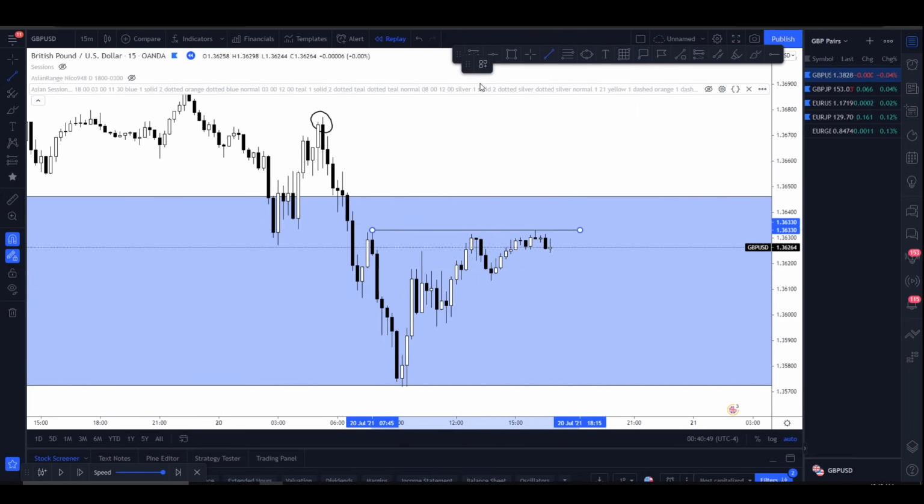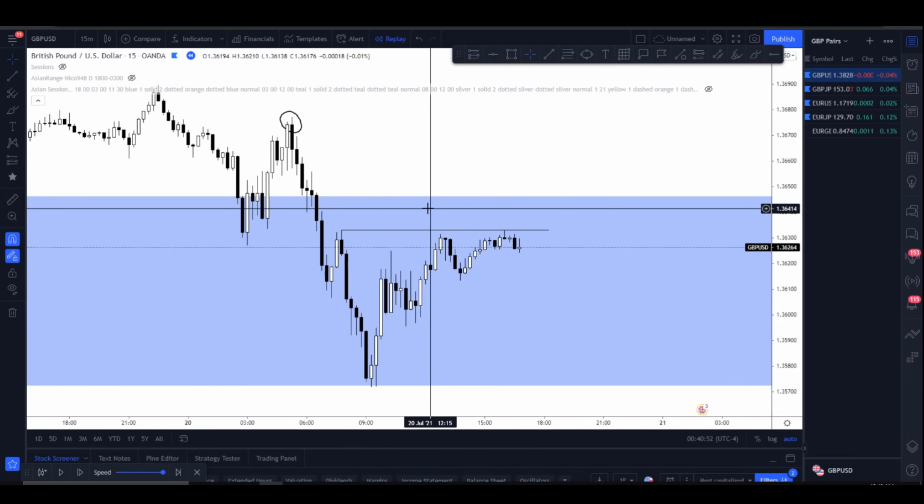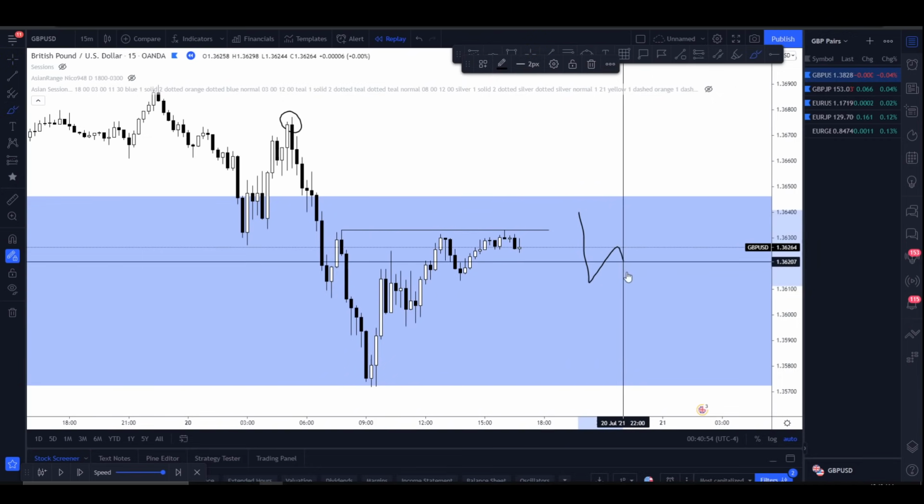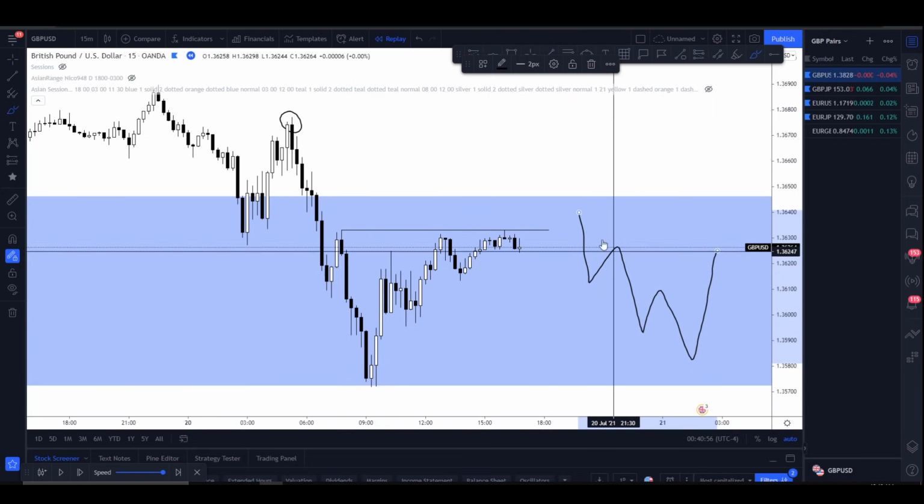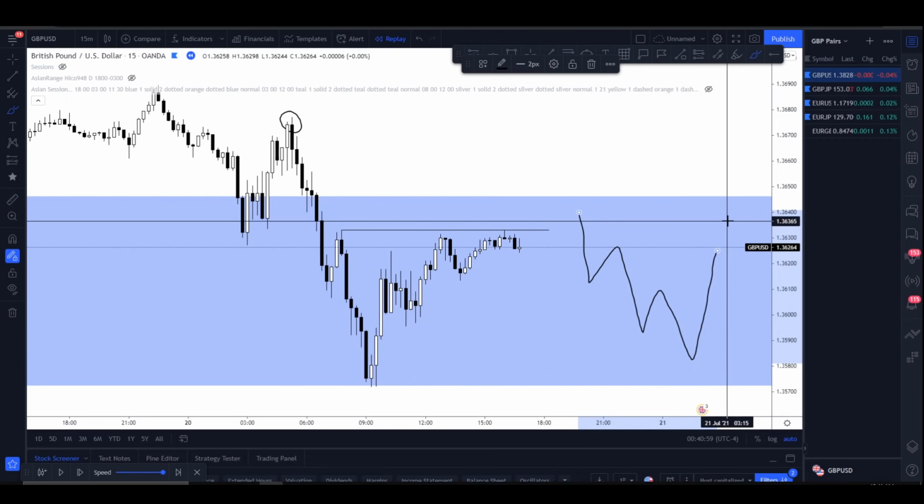So as soon as we break this high, I can consider this as a break of structure, because all a break of structure is the market going against structure. We're creating these lower lows, lower highs, and then the market reverses.